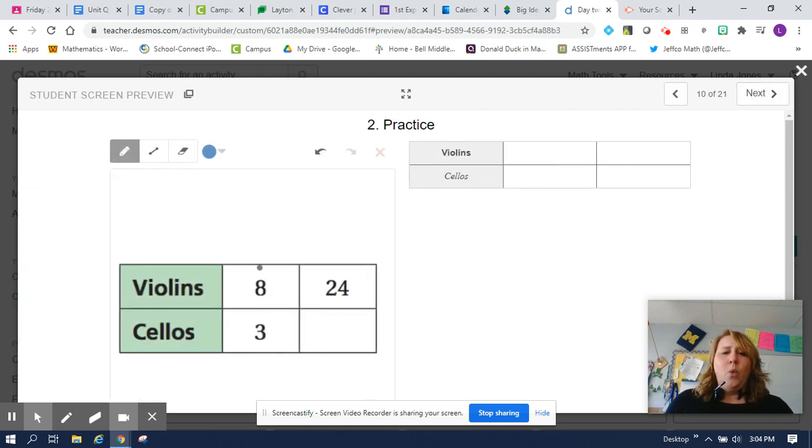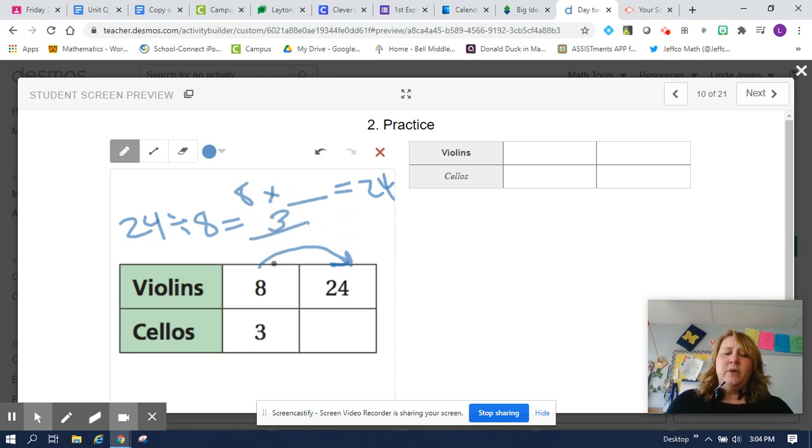Next problem. What am I multiplying by to get to 24? If I am not sure what I'm multiplying, 8 times blank equals 24. If I don't know the answer to that, I can always go backwards. 24 divided by 8 equals blank. In this case, it's a 3. So if there's a 3, 8 times 3 is 24, then 3 times 3 is 9.